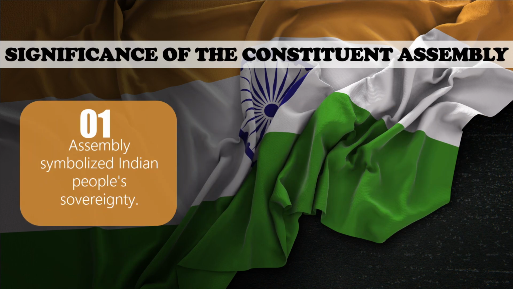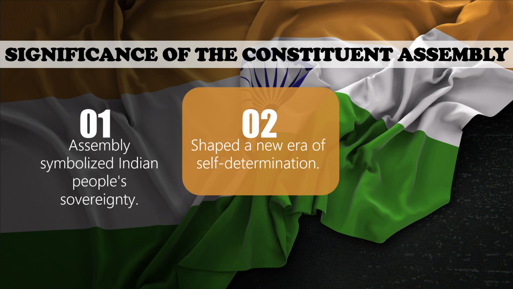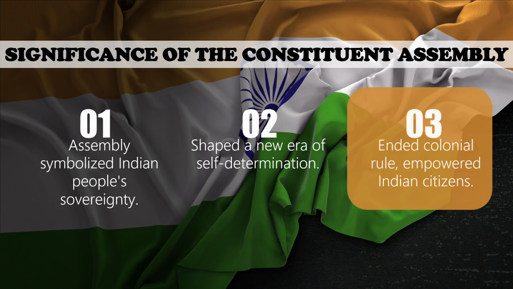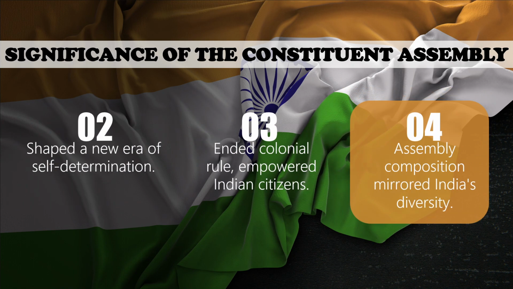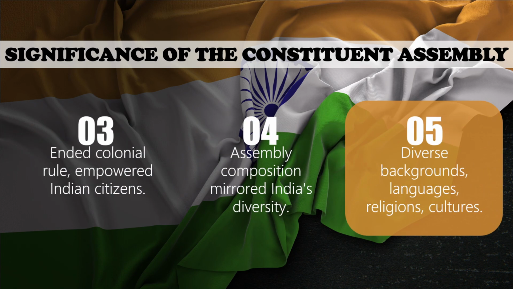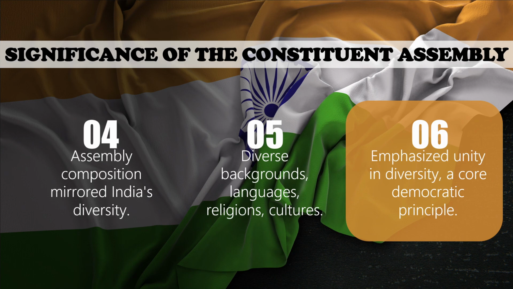Sovereignty. The Constituent Assembly represented the sovereignty of the Indian people. It marked the beginning of a new era where the nation's destiny would be decided by its own citizens rather than a colonial power. Unity in diversity. The Assembly's composition reflected India's diversity. The diverse backgrounds, languages, religions, and cultural perspectives of its members showcased the idea of unity in diversity. This principle remains fundamental in Indian democracy.